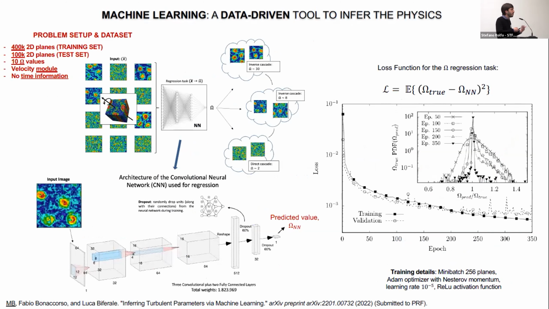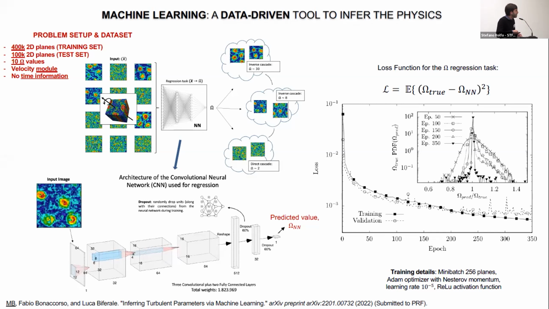So let's imagine now we want to infer the rotation rate just from one plane of the velocity field. We don't know the equations of motion that generated these fields, but we have a lot of data. For each of these planes, we know what the omega of the simulation was. So we have a sort of labeled data set that we can use to train a network. And this is what we do. We give as input the velocity module on one plane, and we want to train a network able to solve this regression problem that goes from the velocity module to the rotation rate of the reference frame.